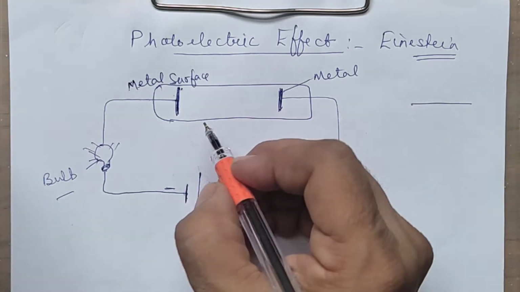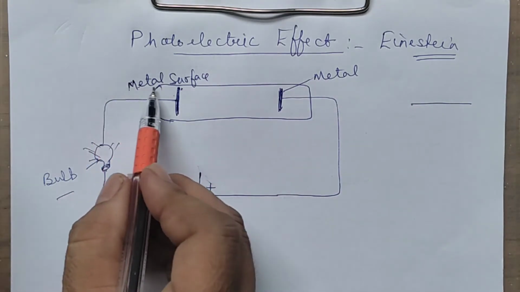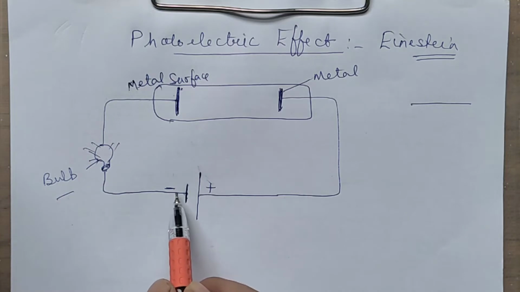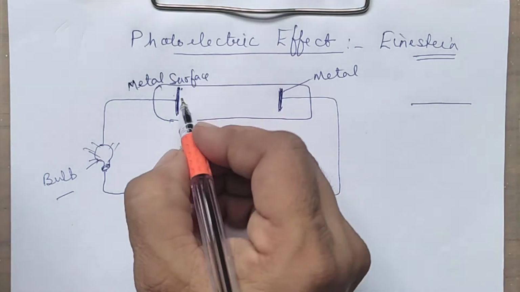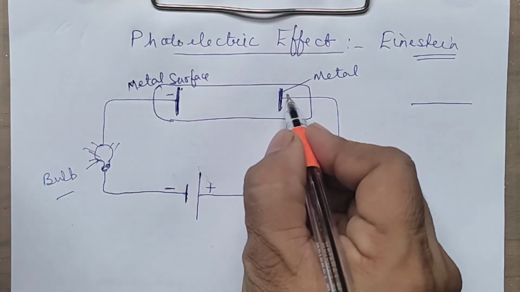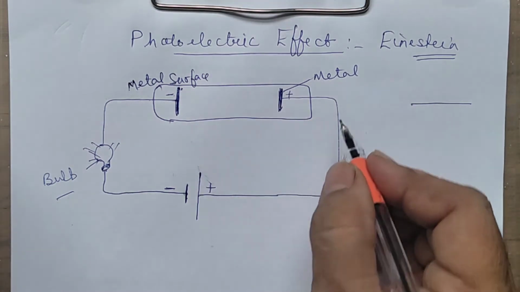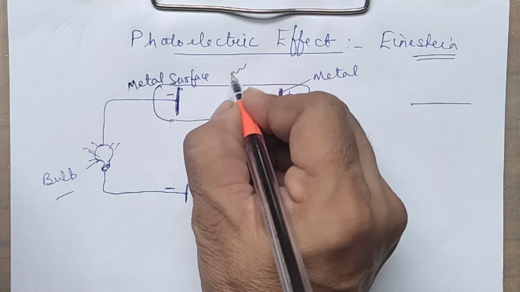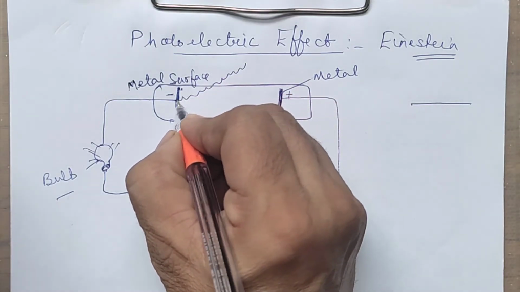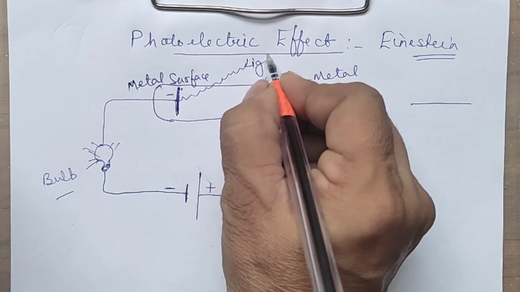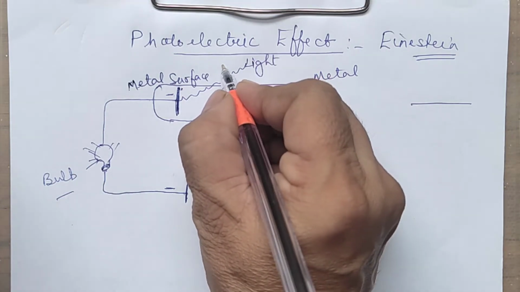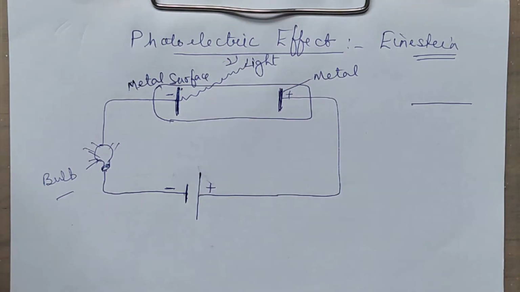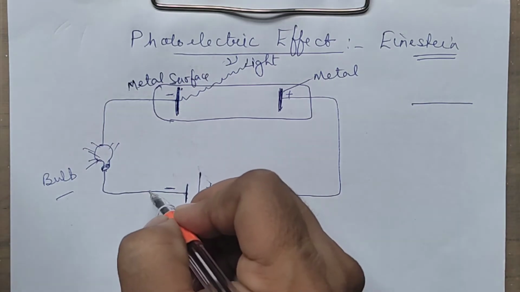So what happens is, this metal surface is connected to the negative part of the battery. So this is acting as a negative plate, and this is acting as a positive plate, connected to the positive terminal of the battery. And now suppose light of some frequency nu is falling on the surface of this metal, it is falling here.